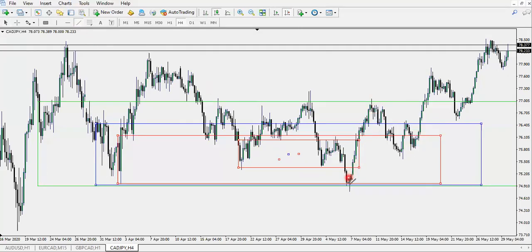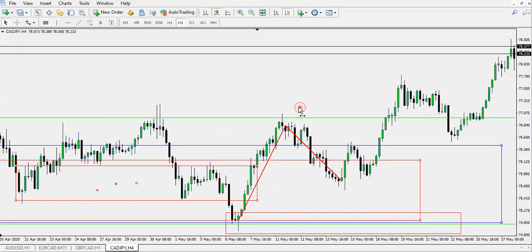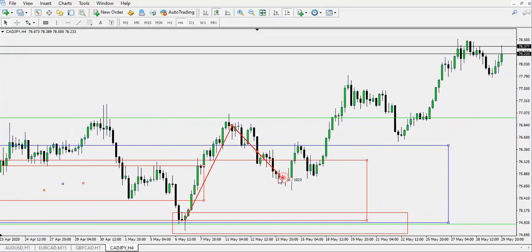So when it bounced off of this level over here, it was still inside of our weekly order block, but you can see that price then came back down, and another order block was created over here on the 4-hour chart, which has not been tested yet. But you can see that order blocks are created all the time. And if we just zoom into the price data over here, we will see another order block when price came down to this level. Another order block was created right over there.